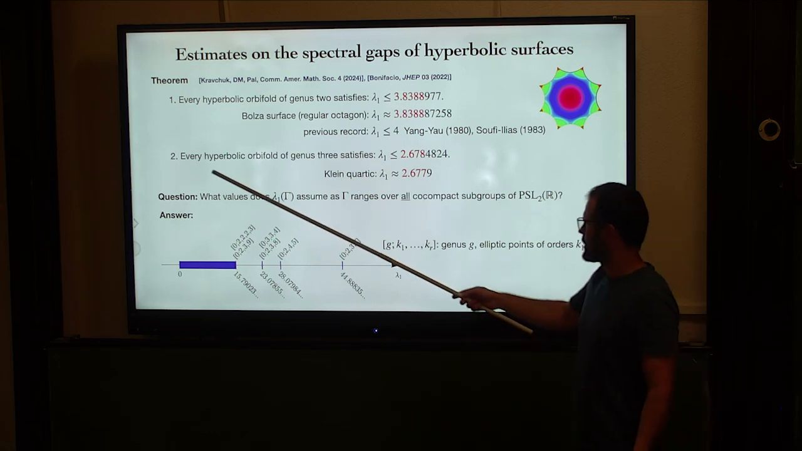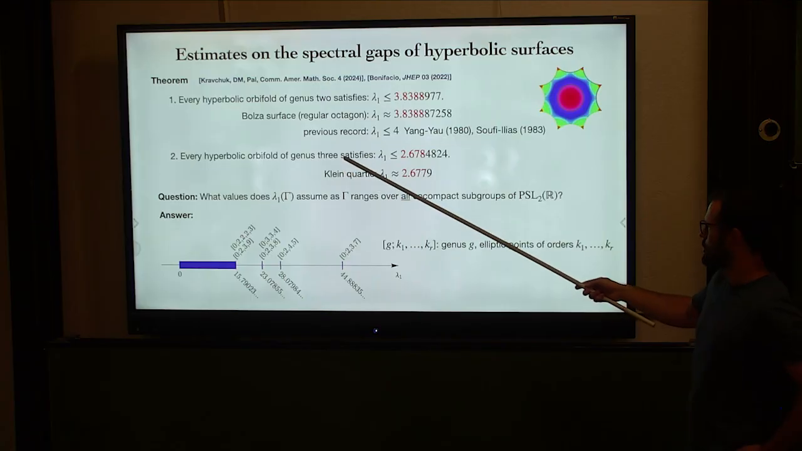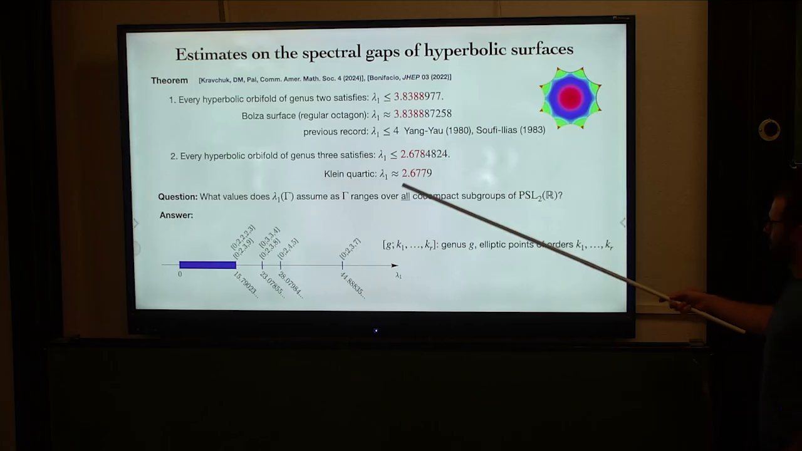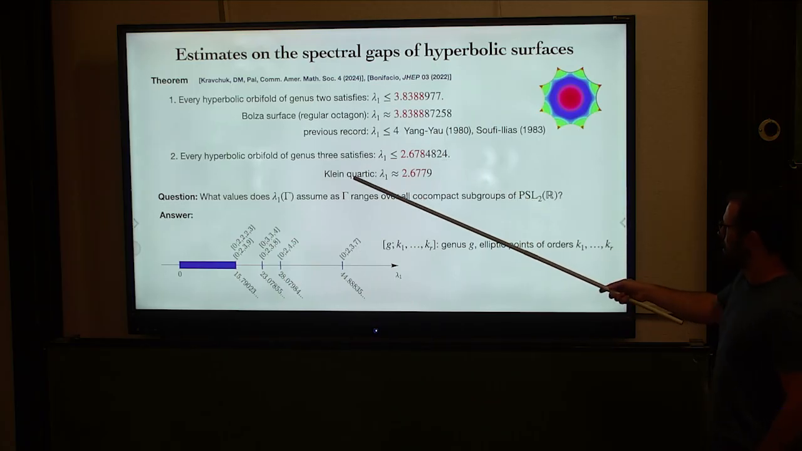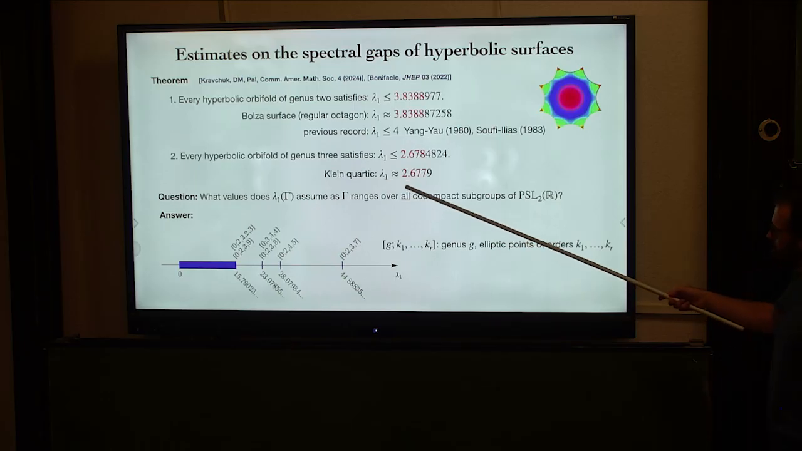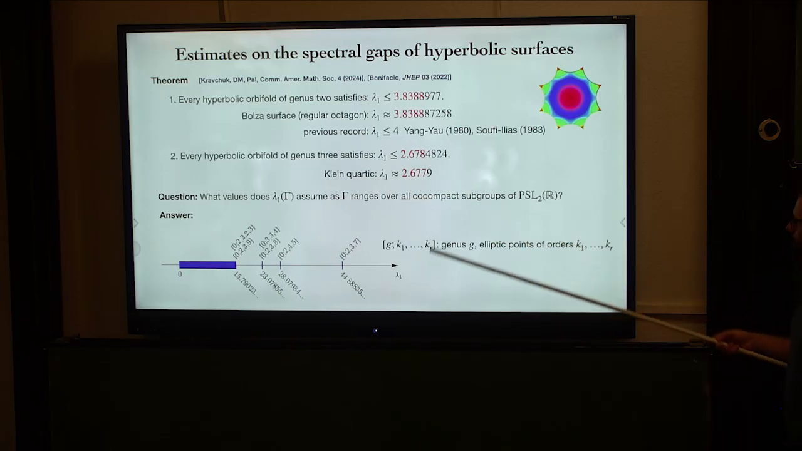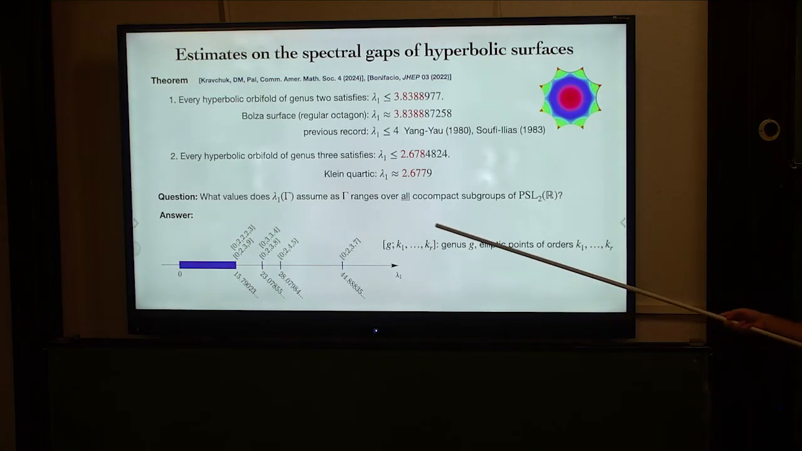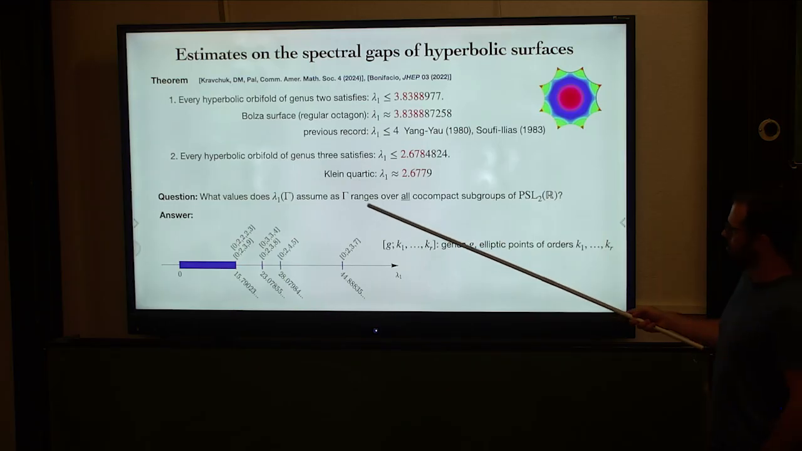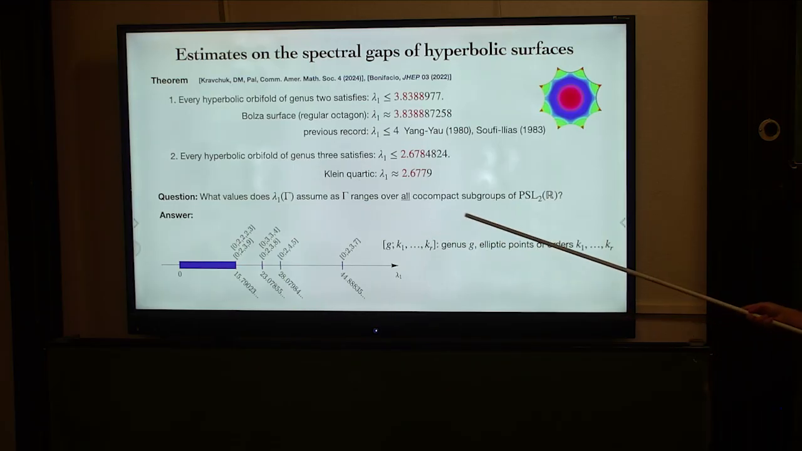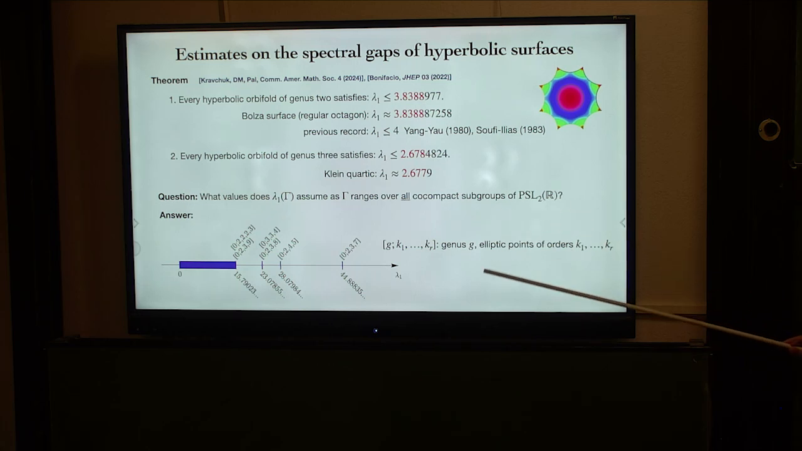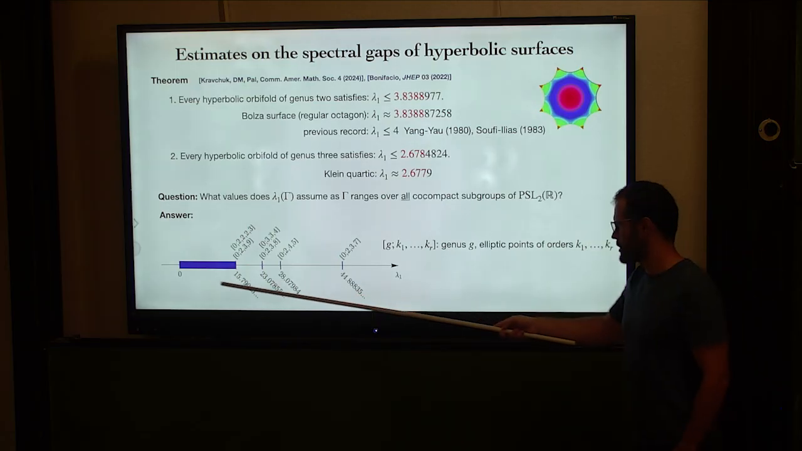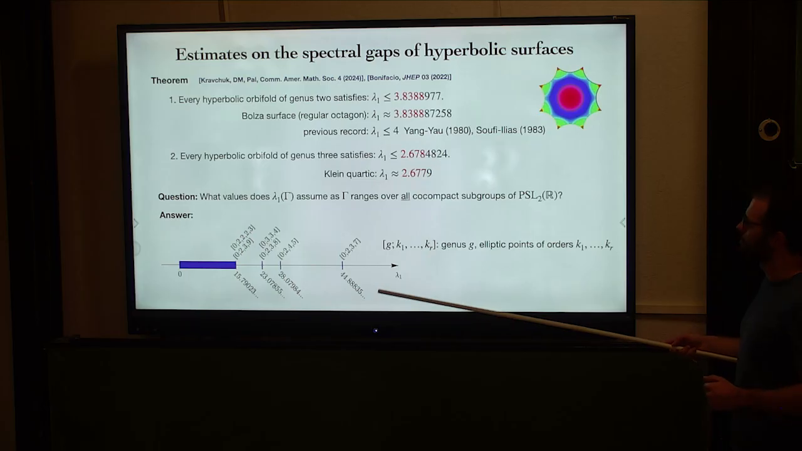Okay, so another example of something that you can prove in the bootstrap: for genus 3, there's this upper bound, 2.678 something, and this is almost saturated by the Klein quartic, which is a particularly symmetric genus 3 surface. Another question that we were asking is, what set of spectral gaps do you get when you vary gamma over all the co-compact subgroups of PSL2R, so basically all of the compact hyperbolic orbifolds? This is the answer that we came up with using the bootstrap, or more or less just using the bootstrap.